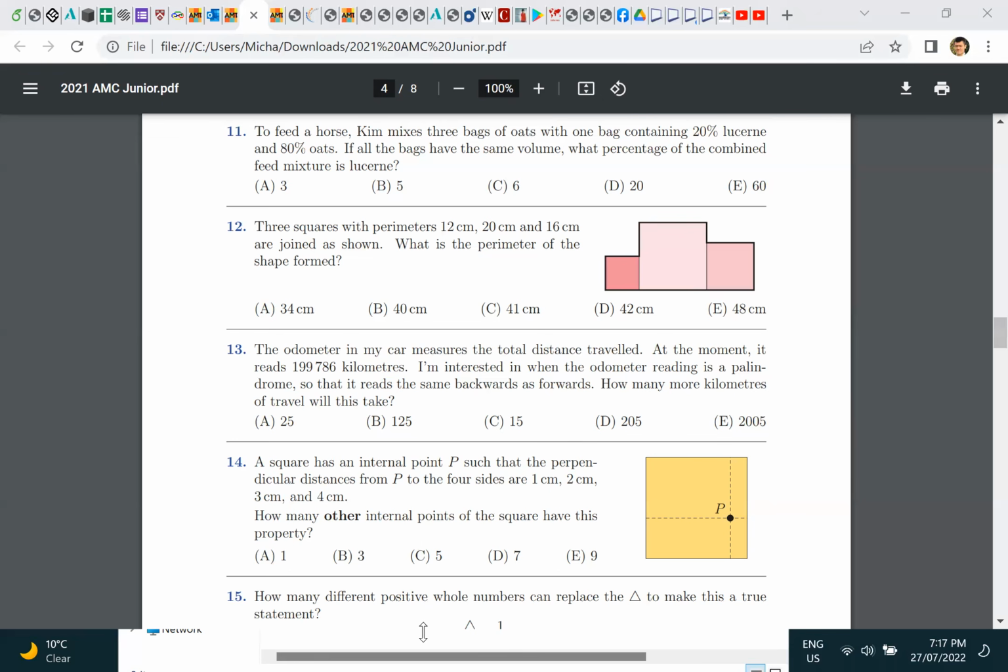Oh, I read the question wrong then. Yeah. There's only one of the bags that has lucerne. The other ones all have oats. And it's funny, this question we do it without ever knowing what the word lucerne means.